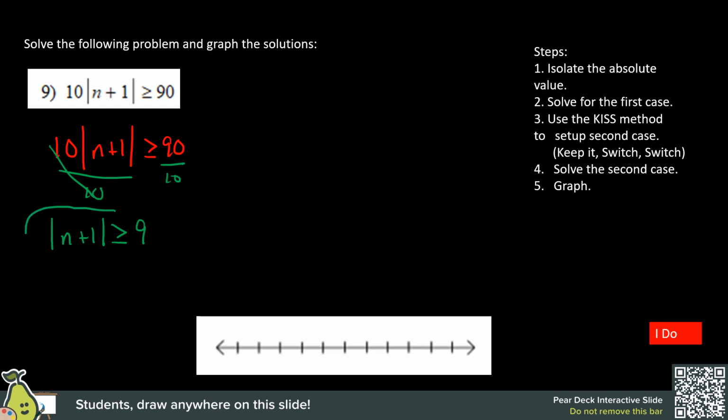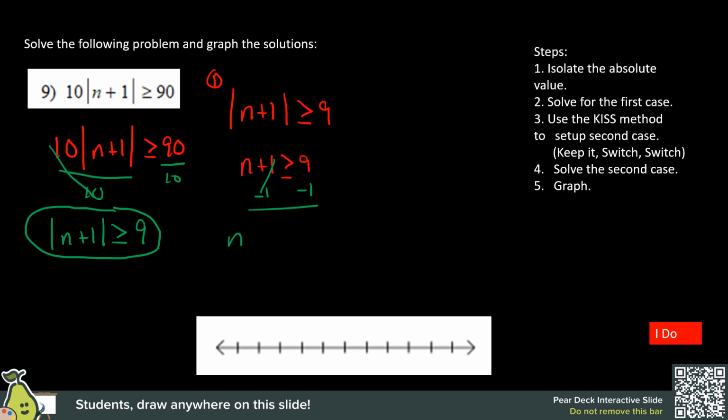Pretty straightforward. I'm going to circle our isolated absolute value. For our first case, we'll do the absolute value of n plus 1 is greater than or equal to 9. I'll just drop the absolute value. So n plus 1 is greater than or equal to 9. We will then subtract 1 from both sides, and I get n is greater than or equal to 8.